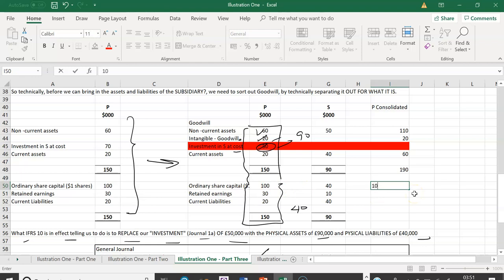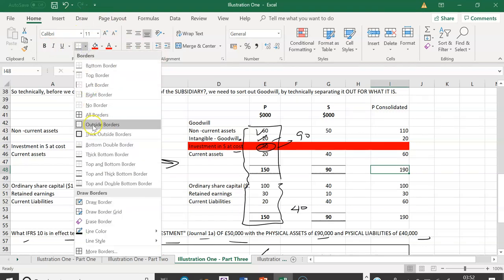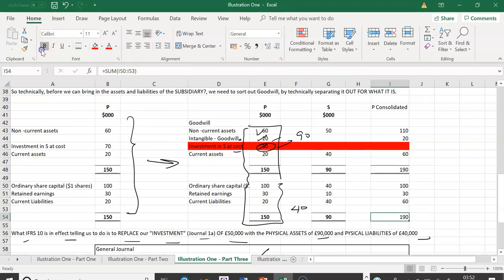Then we have here just the share capital of the parent, and then we have the retained earnings of the parent, and then we bring in the current liabilities. Just do it yourself. We have that, and then we have that again. So nicely matching. Bold border the thing over there, and then we have that. Great.